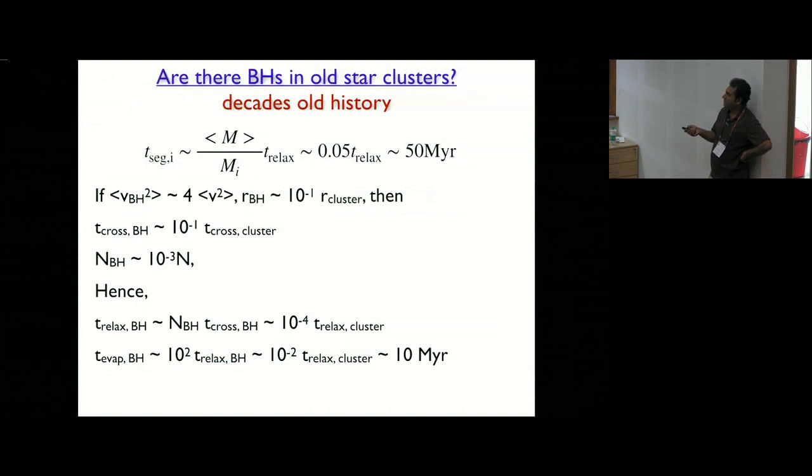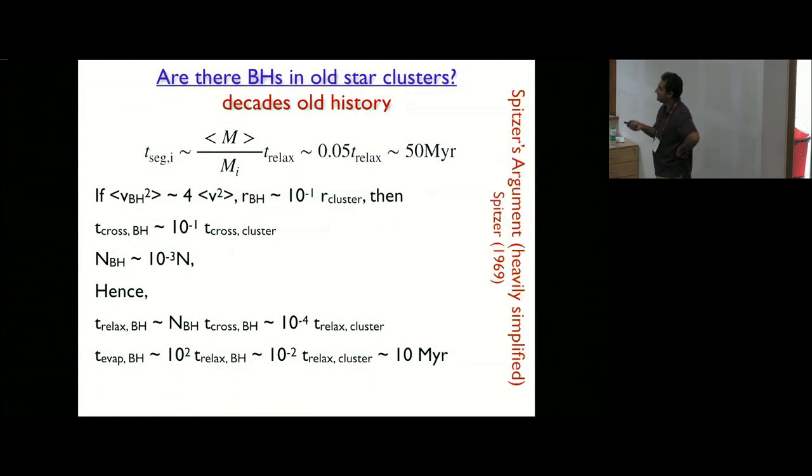And then typically these black holes sink. So let's just say that they stay within some 1/10 of the cluster's size. Then you can calculate the crossing times for black holes. The number of black holes is roughly 10 to the minus 3 times N. So the relaxation time for black holes is roughly 10 to the minus 4 times the relaxation time of the cluster. And the evaporation time of black holes is roughly 100 relaxation times of black holes. So that's roughly 10 to the minus 2 times the relaxation time of the cluster. That's roughly 10 million years.